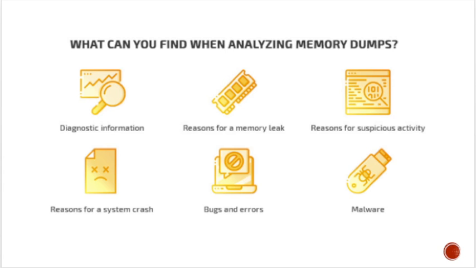So this is a nice little visual that I found from one of the websites when I was doing my research, and it shows you all the little things that you can find when you analyze a memory dump. So it can show you diagnostic information, or if you've got a memory leak, what are the reasons that there may be behind that, or if you had a system crash, or if you suspect suspicious activity. And then there's obviously stuff such as bugs and errors, and malware, of course, that you can find when you're analyzing your memory dump.